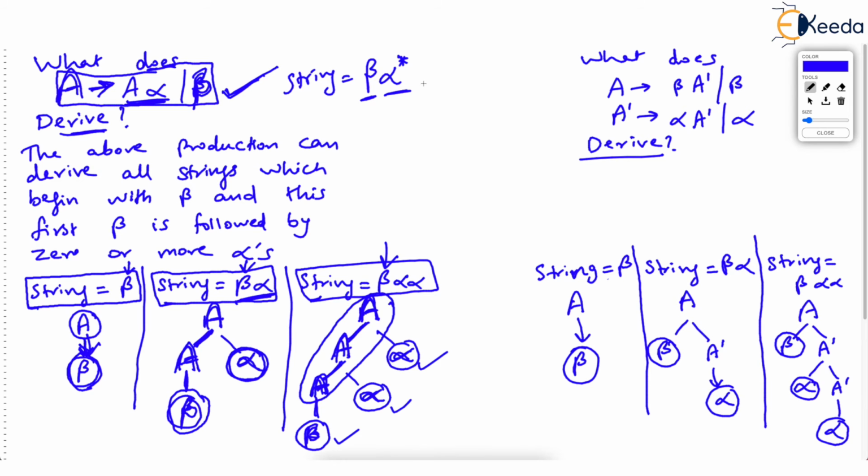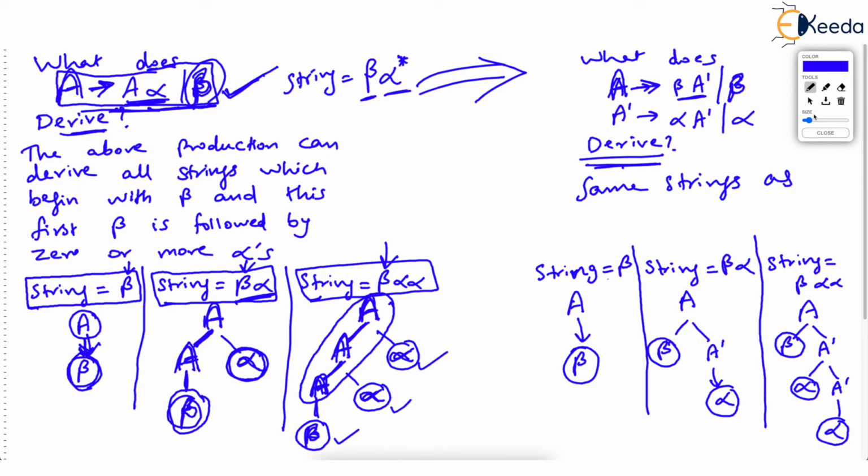Now, what if you rewrite this grammar such that left recursion is removed? How do you remove left recursion from this? You revise this as saying A derives, first you bring this beta component. That means you say A derives beta A dash, you introduce a new non-terminal, or beta. But then what is A dash? A dash gives alpha A dash or alpha. Now what does this grammar derive? This grammar derives absolutely the same strings as the original grammar.